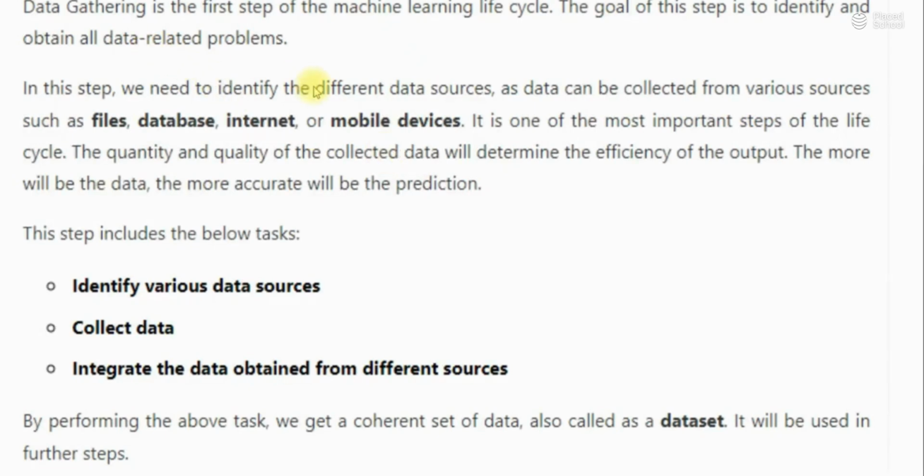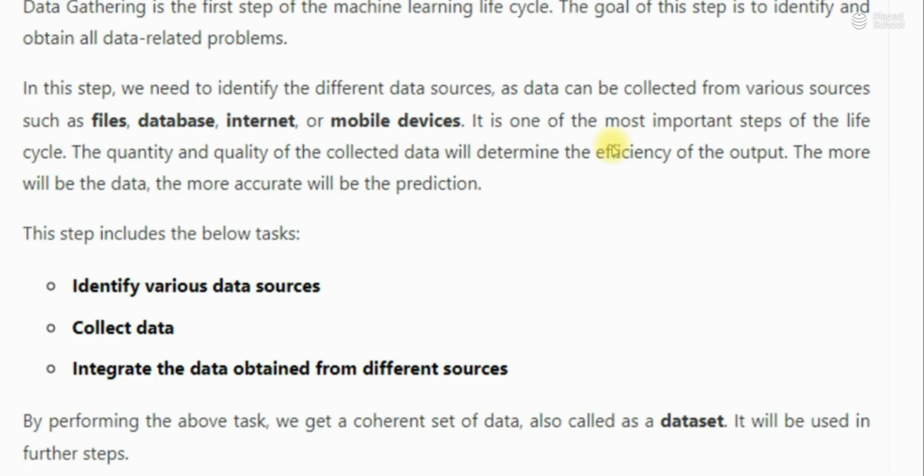Data gathering is the first step of the machine learning life cycle. The goal of this step is to identify and obtain all data related to the problem. In this step, we need to identify the different data sources, as data can be collected from various sources such as files, database, internet, or mobile devices. So you can either have a ready-made CSV file, or you will be extracting data from a database, or you will be scraping data from the web. So these are different sources of the data.